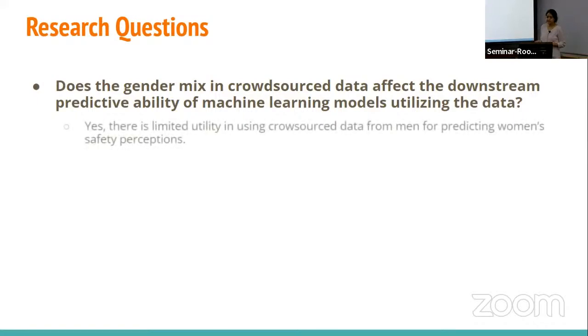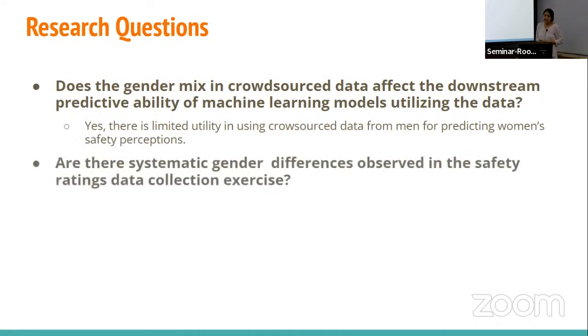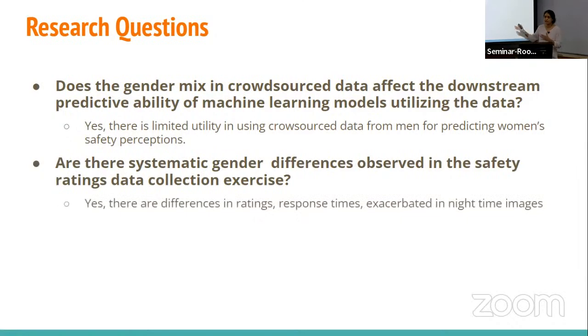The answer is yes. In particular, I find that there's limited use of crowdsourced data from men for predicting women's safety perception. Seems very obvious to an economist, but this stuff is happening, and that's why you need economists looking at this stuff. Are there systematic gender differences observed in safety ratings data in the collection of safety ratings data? And yes, there are differences across a very set of factors, which I'm going to talk about.